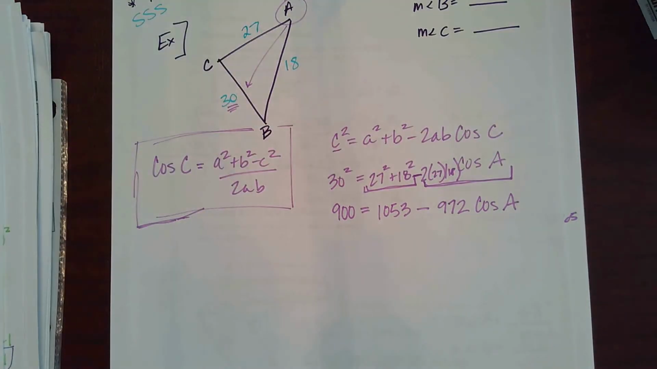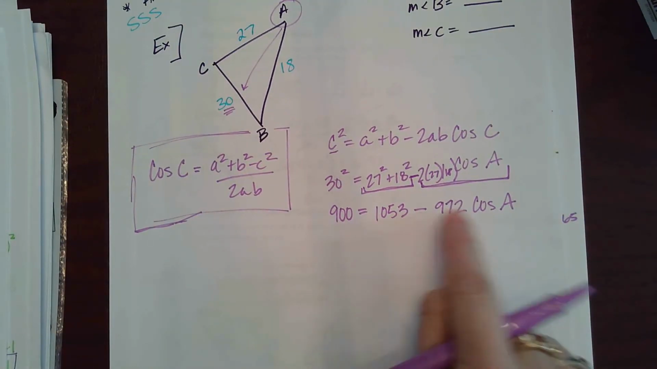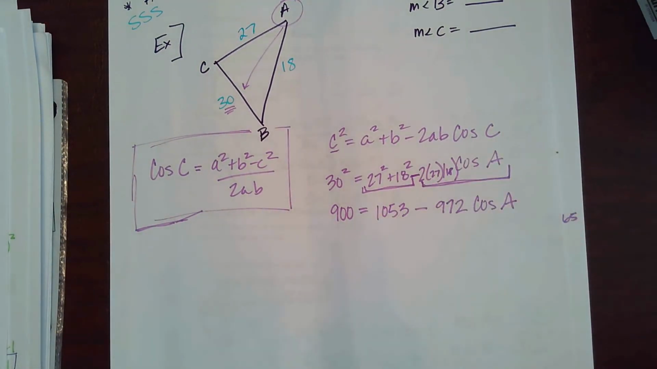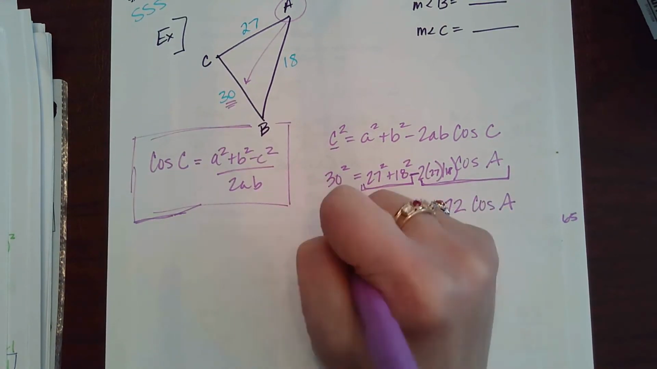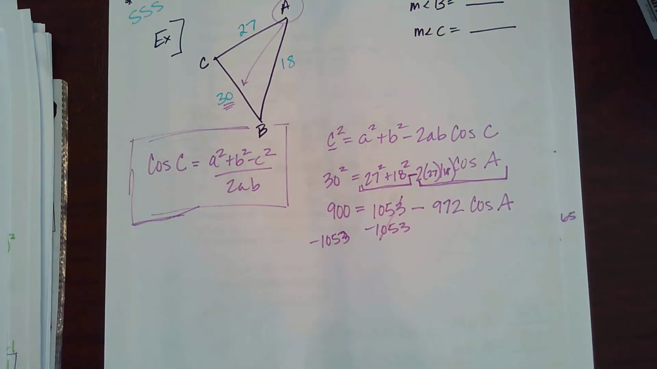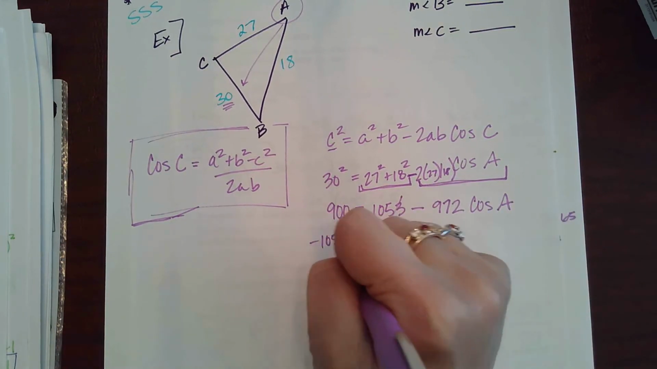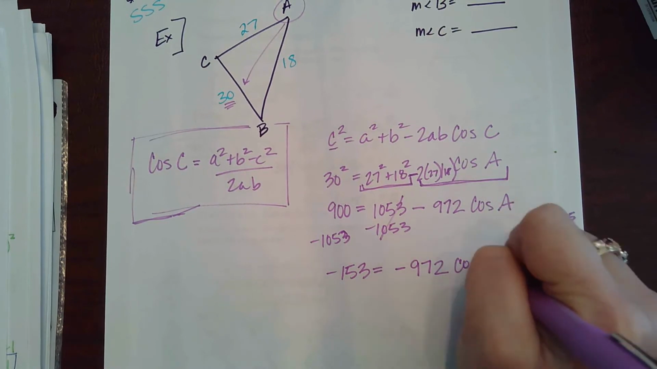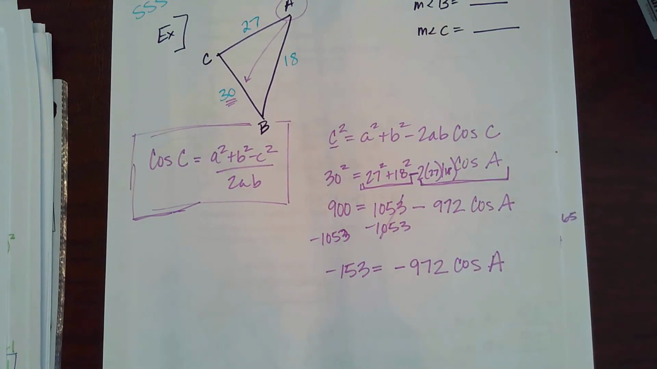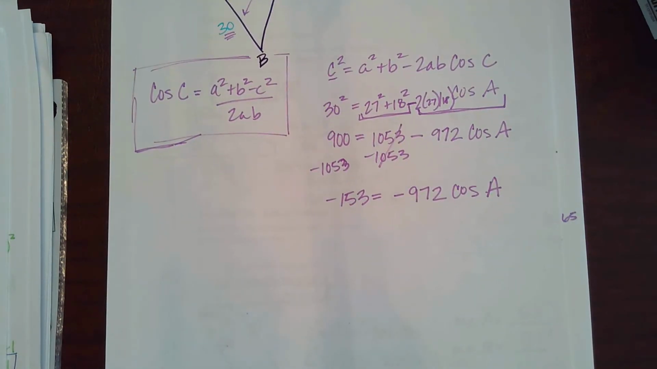All right, so again, follow order of operations. In order to solve this, I would have to subtract 1,053 from both sides, right? So to get that to go away. So 900 minus 1,053, and I get negative 153 equals negative 972 cosine of A. Divide both sides by negative 972.